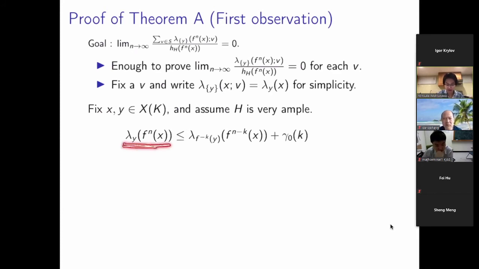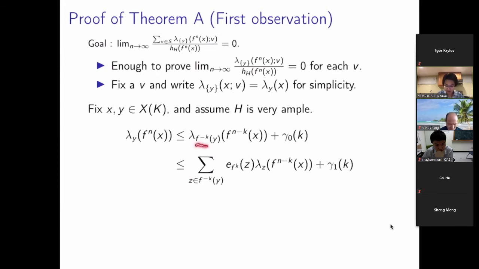So you want to know this guy. We can bound this guy in this form. So this is a local height function of the pullback preimage of y, and here gamma_0 of k is just a constant, some constant depending on k, some integer k.